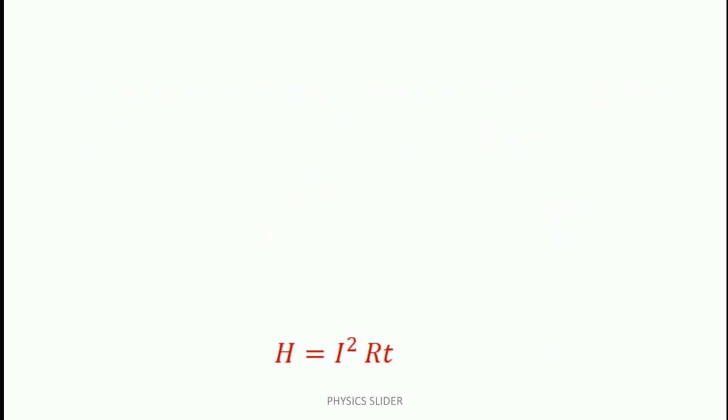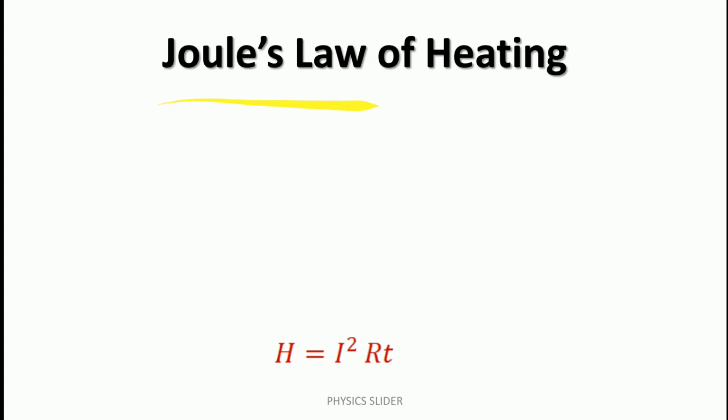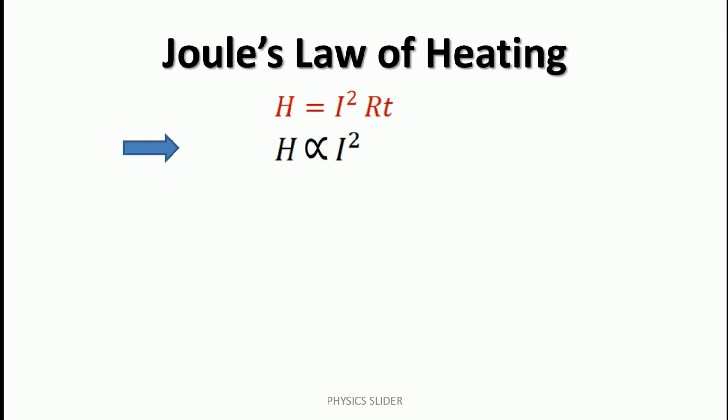Now let's talk more about this, H is equal to I square RT. This is called Joule's law of heating. We will elaborate this like this. H is equal to I square RT. We can write it like H proportional to I square, H proportional to R, H proportional to T. So the heat produced is directly proportional to the square of the current, to the resistance, and to the time of the current flow. These three relations of proportionality give Joule's law of heating.